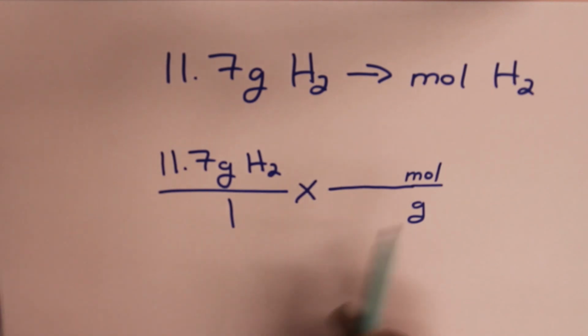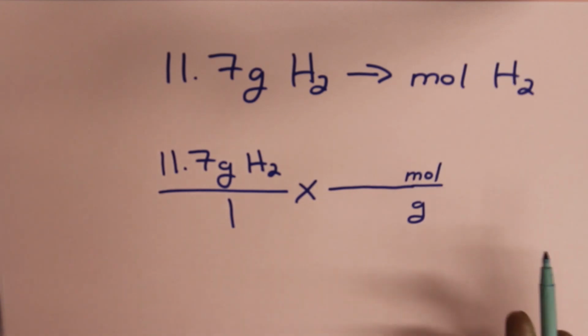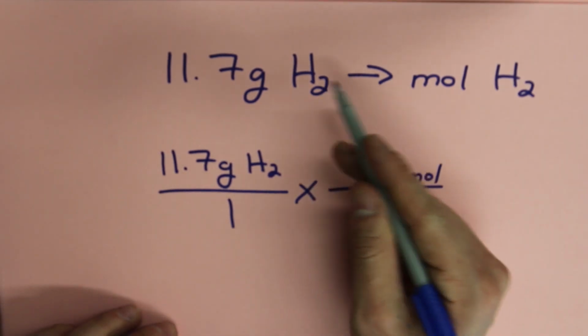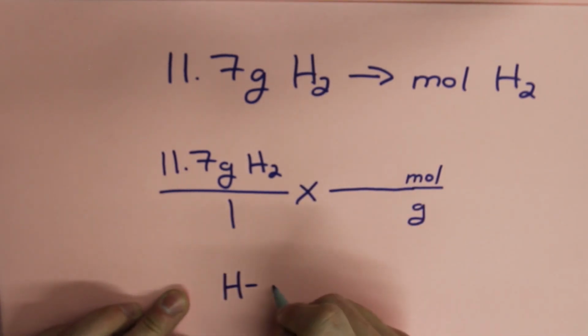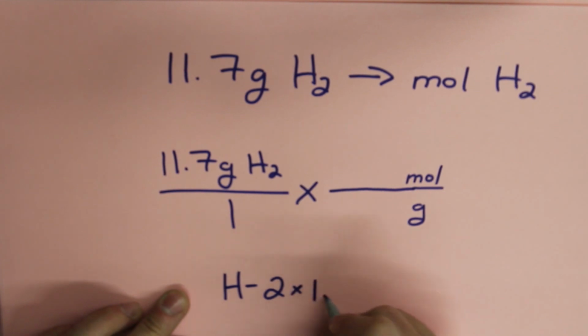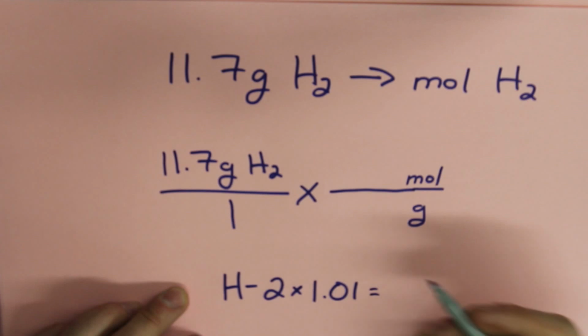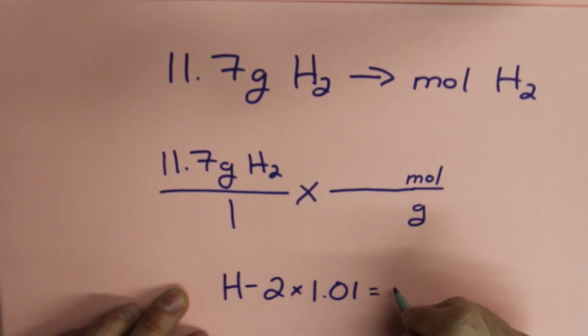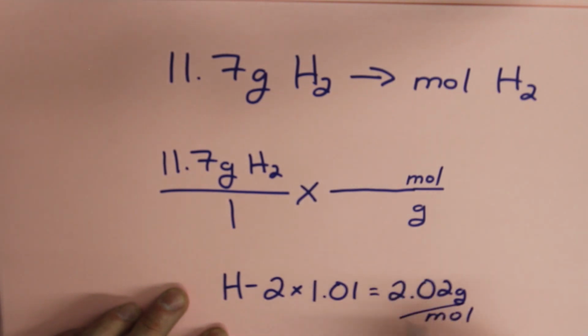Now if this was just hydrogen, we would just have to look at the periodic table and find that the mass of hydrogen is 1.01 and we would be done. However, this is diatomic hydrogen as represented by the 2 there. So as we did on that yellow paper to find the molar mass, we have 2 atoms of hydrogen. We're going to multiply that by our atomic mass of hydrogen, and we get 2.02 grams per mole.